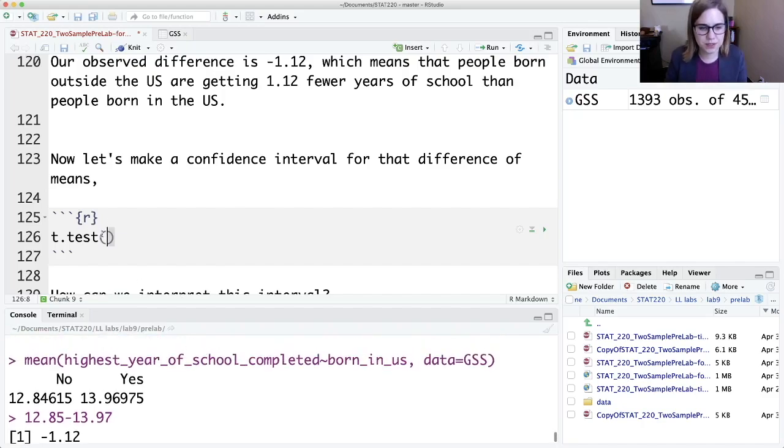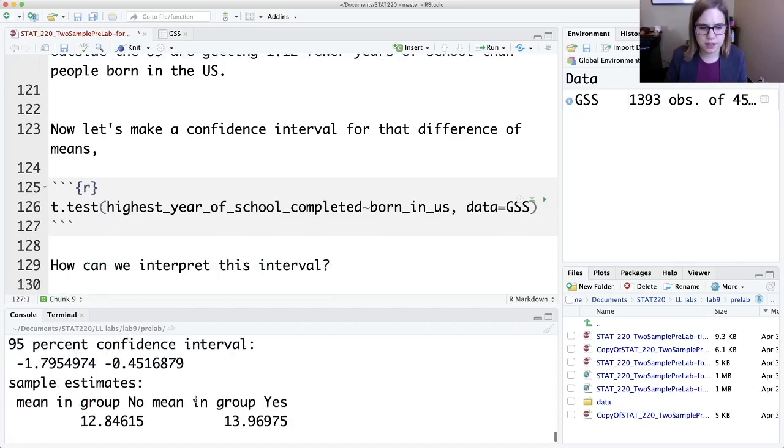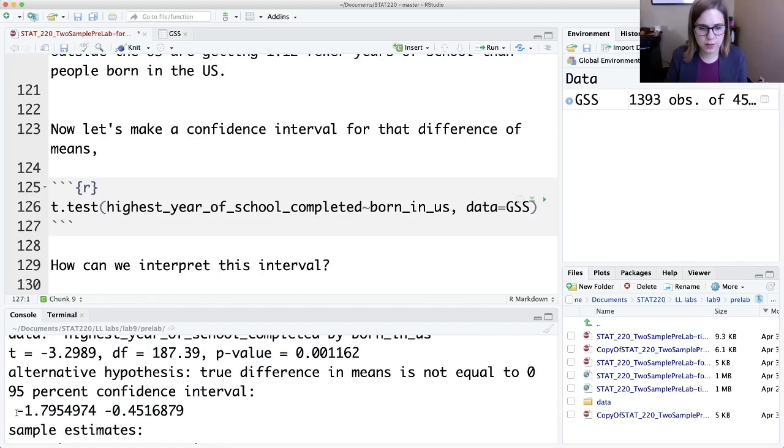Okay, I'm going to do it. So it's going to be really similar to our mean code. We're going to do the highest year of school completed, tilde born in US, comma data equals GSS. And we can try just control enter and see what it comes up with for us. It makes a 95% confidence interval by default, so I think we're good to go.